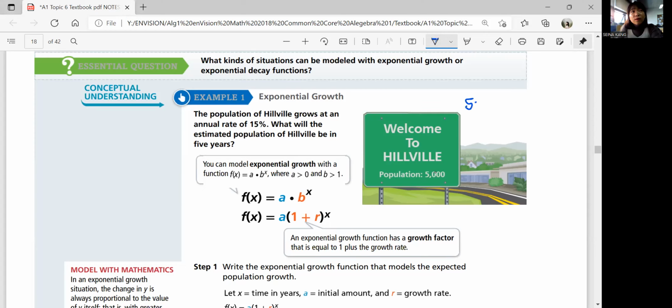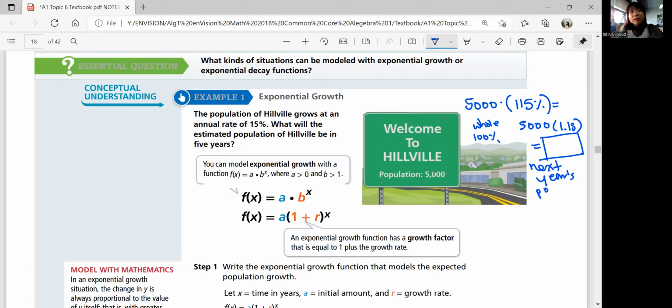What do? 5,000 is the whole, right? This is 100% right now. But we're going to multiply by 115% to get what is 115% of 5,000, right? So 115% in decimal is 1.15. So if you multiply that, you'll get the total of the next year. Next year's population, right? But how do we write an equation that does this every year?